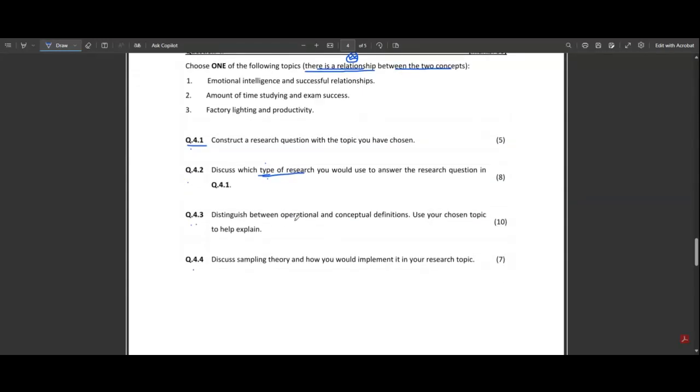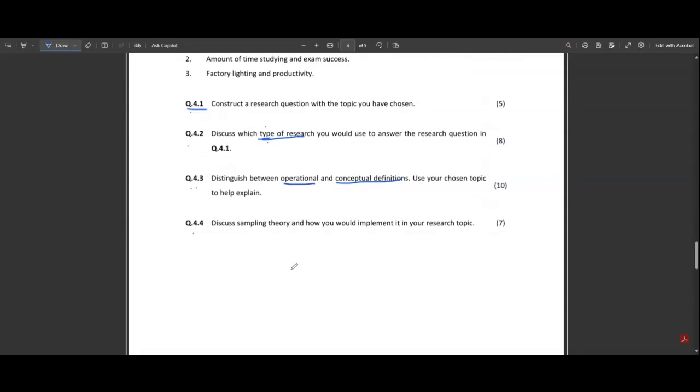Okay, this question asks you to distinguish between operational and conceptual definitions, and then use the topic to help you explain. It was 10 marks. If I remember correctly, you got 5 marks for explaining what operational definitions are, and 5 marks for explaining conceptual definitions, using examples. That is how those questions work.